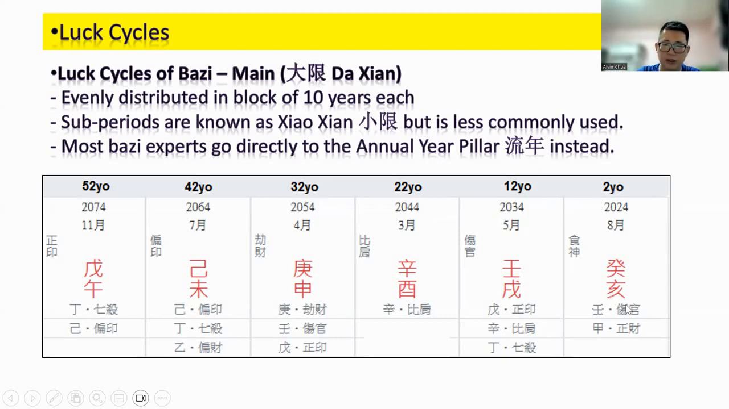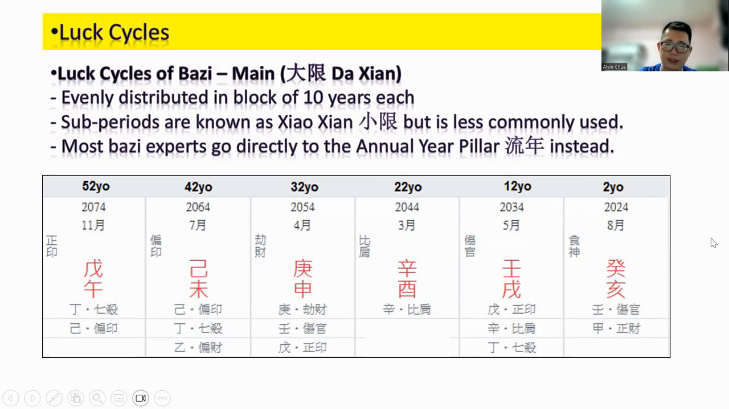Straight away, they use that to make the prediction of what will happen in certain years, whether you'll marry in a certain year, whether you have children in a certain year. You use the 流年, the annual year period, and match it with the 大限 to do that. Okay, this is the 八字 system.